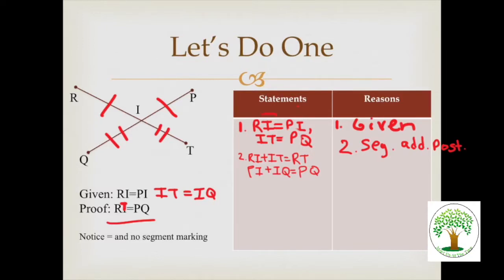If I have 2 things that are equal, and I add equal things on both sides, it will stay equal. What property is that we just learned? If I have 2 things that are equal and I add equal things on both sides, it will stay equal.